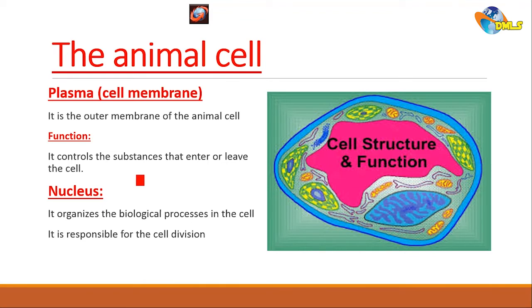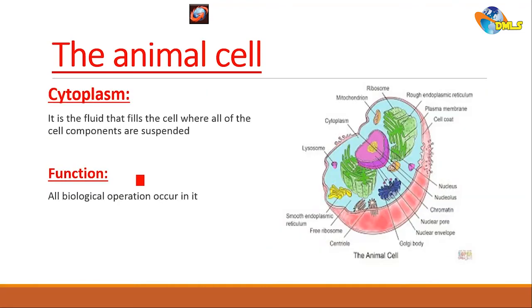So, the differences between the animal cell and the plant cell. The cell wall is absent from the animal cell. Vacuoles are also absent in the animal cell, and chloroplasts or green plastids are also absent in the animal cell.